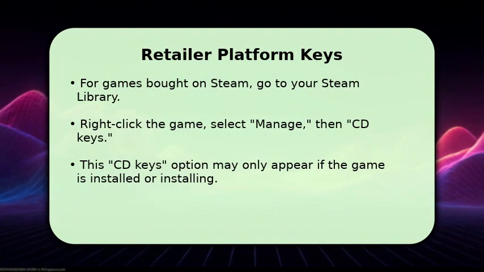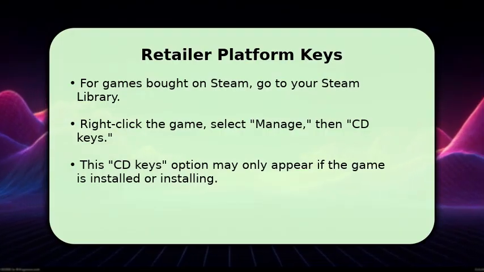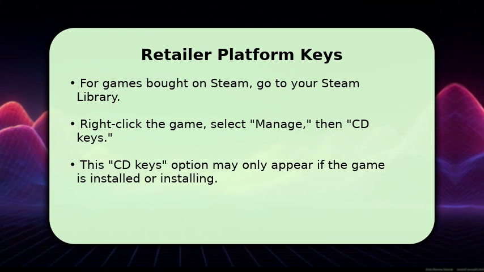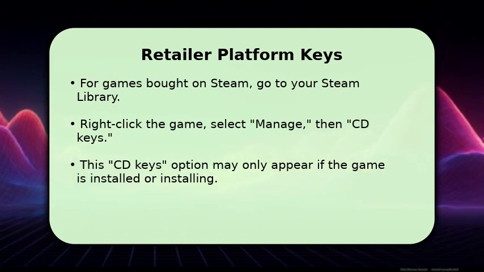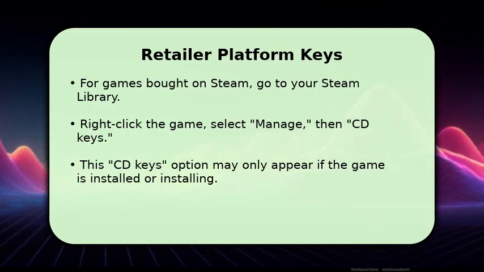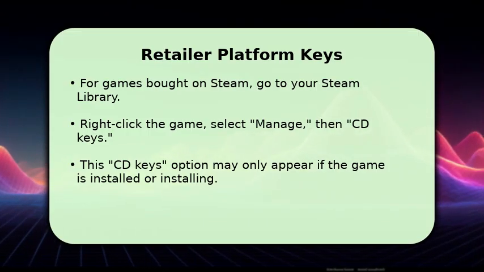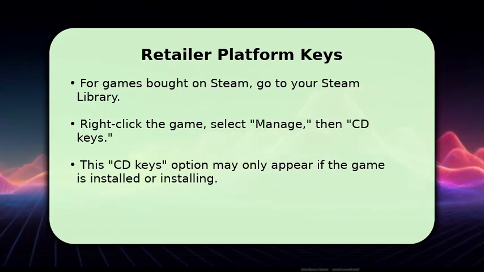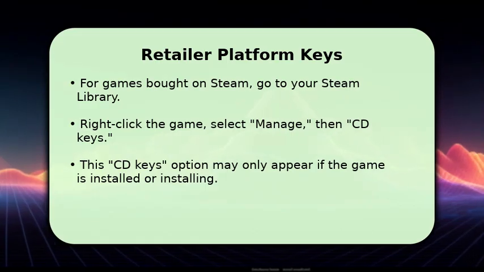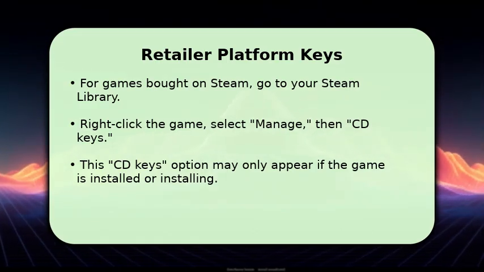Many games are purchased through other digital storefronts like Steam. To find your code there, open your Steam library, right-click the Ubisoft game, and select Manage. You should then see an option for CD keys. Keep in mind this option might only appear if the game is already installed or currently downloading. For the smoothest experience, always use the same email address for both your Steam and Ubisoft accounts.